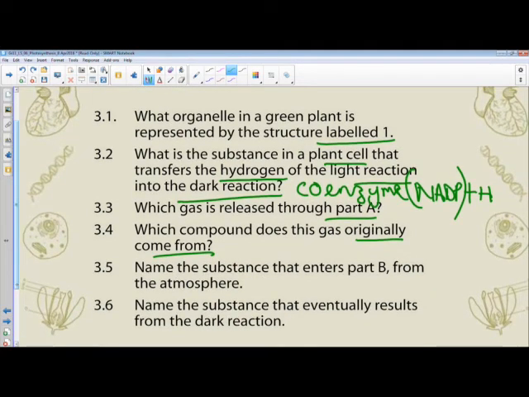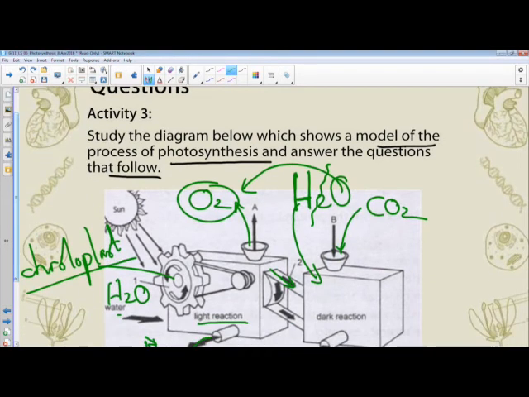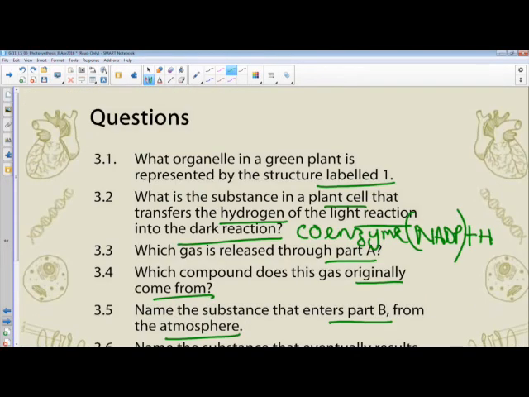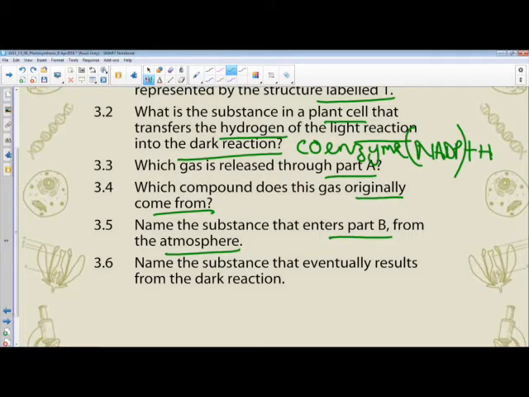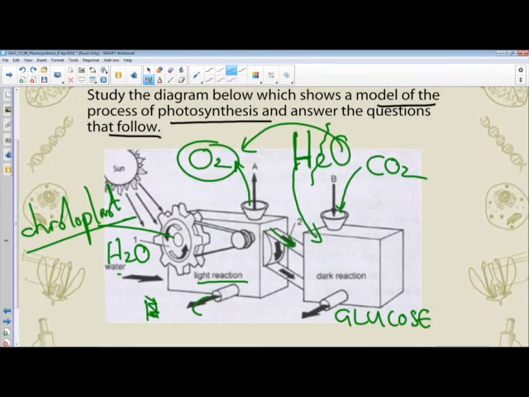3.5. Name the substance that enters part B from the atmosphere. And we just did that, guys. If you look at part B, it's the carbon dioxide that enters, and that's via the stomatal pores into the leaf, and that is used in the Calvin cycle or the dark phase or the light-independent reaction. Name the substance that eventually results from the dark reaction. And if we go back to this diagram here, I just illustrated at the bottom that the product produced in the light independent phase of the dark reaction is called glucose.